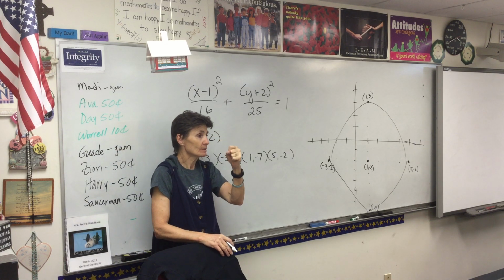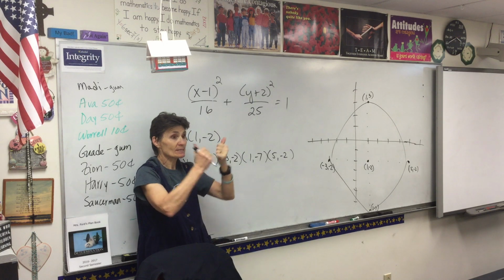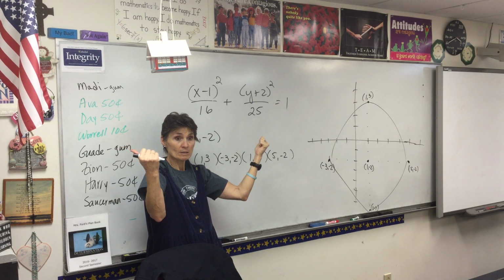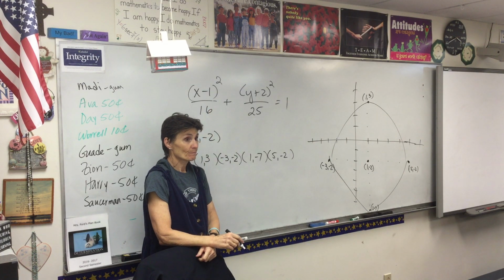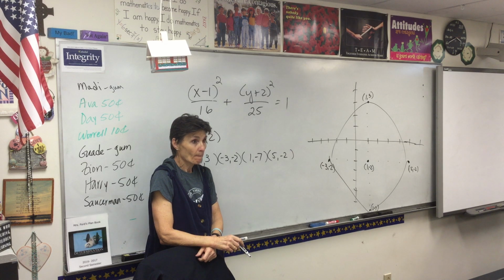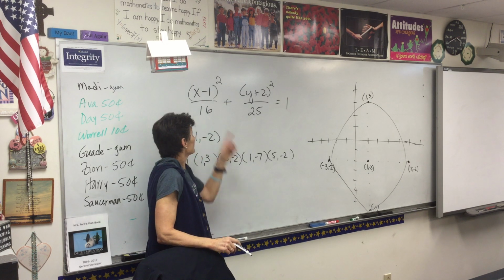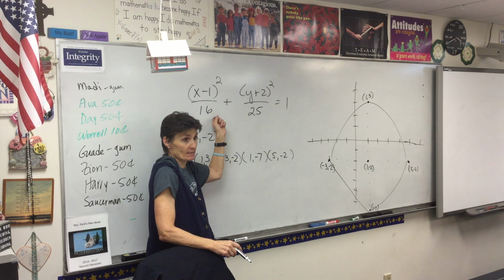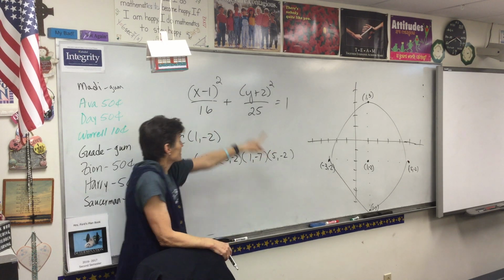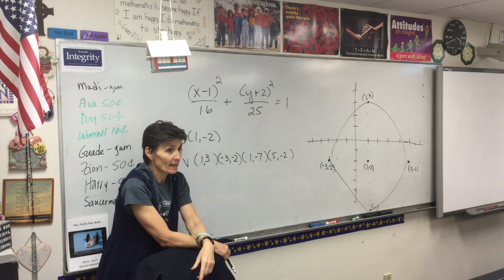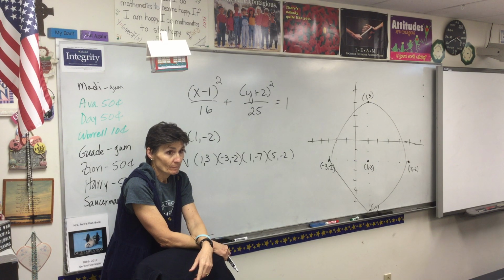We got our center. This number tells me count sideways, 4. That number tells me count up and down, 5. Got it? And for going right and left 4, are you just taking the square root of 16? This is like a radius. Okay. So you take the square root of it, and that tells you how far sideways to go. Right. Take the square root of that number, and it tells you how far up and down to go.